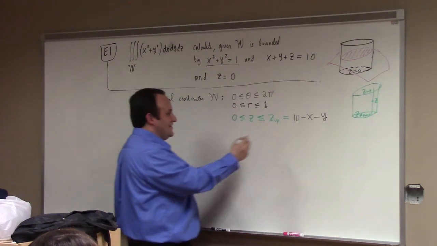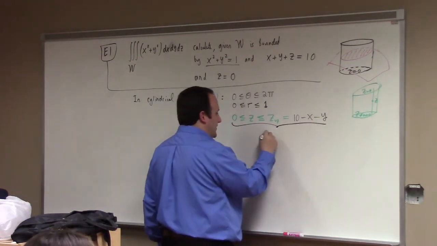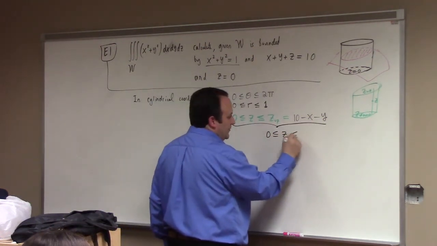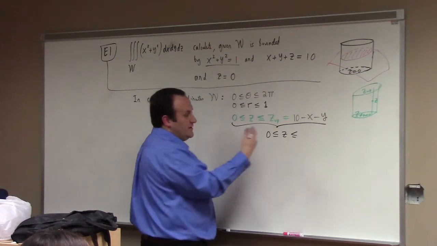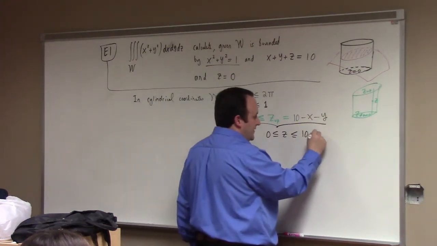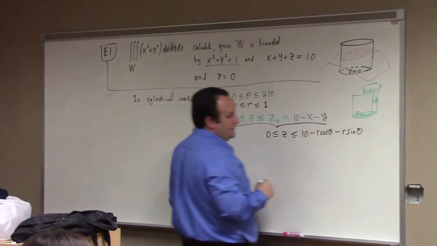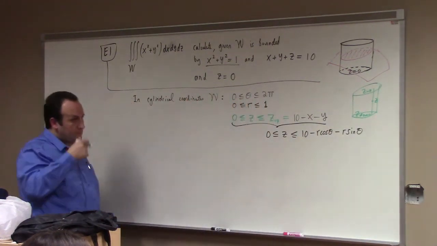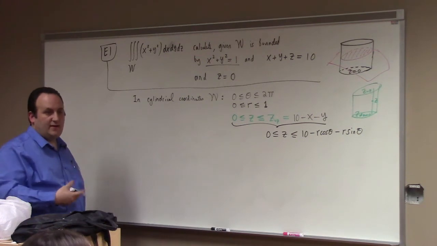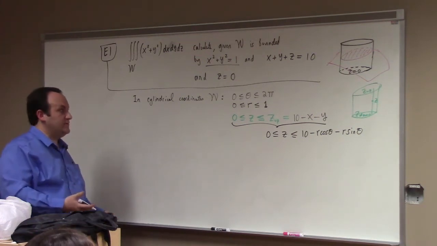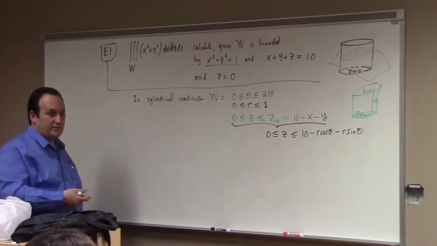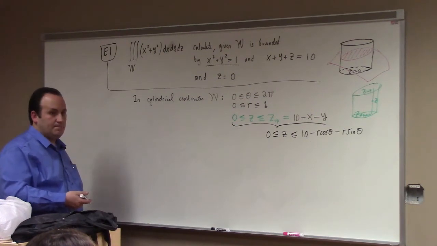Let's see here. So in terms of polar coordinates, that becomes 0 less than or equal to z, excuse me, in terms of cylindrical coordinates, 0 less than z less than 10 minus r cosine theta minus r sine theta. All right? So now we have done the groundwork that we need to do this integral in cylindrical coordinates. All right?